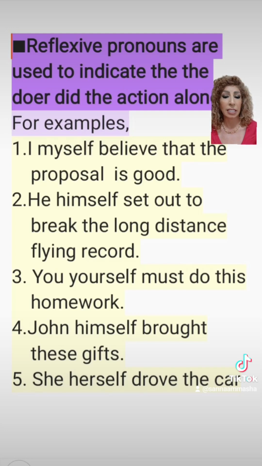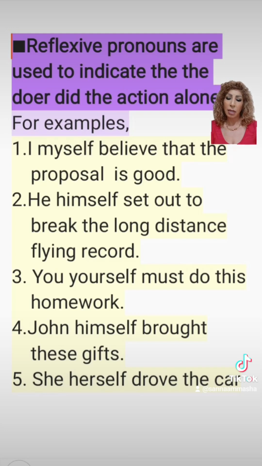Also, we write here himself and not his self. This is first point. And the second point is that we wrote himself after the subject to indicate that the subject or the doer of the action did the action alone. In the third example, we say, you yourself must do this homework. You yourself must do this homework.